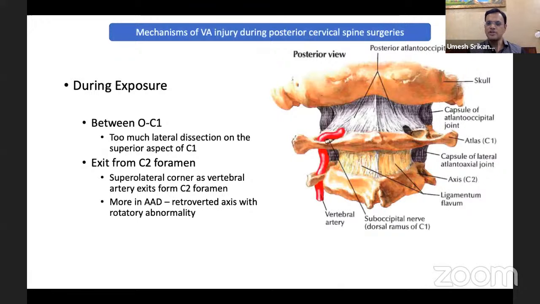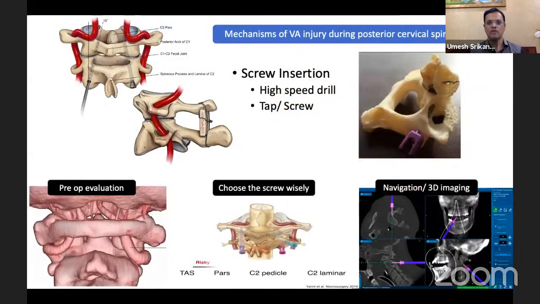As has been mentioned, during exposure we have to be very careful. It has already been stressed by Dr. Mihir, and explained beautifully how to do this, so I'm not going into the details of how to expose the bony anatomy, preserving the vertebral artery in normal cases. But whenever there is an abnormality, we have to make sure the vertebral artery course is identified and mapped correctly before we continue with the exposure, and especially the use of cautery in the superolateral portion of the facet joint should be avoided in all these cases.